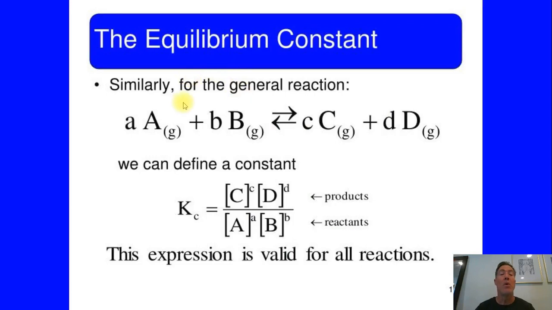So in general, when we have a reaction with coefficients a, b, c, d, and we have aA plus bB yielding cC plus dD, we can define the equilibrium constant as the concentration of the products raised to their coefficients over the concentration of the reactants raised to their coefficients. This is known as the mass action expression. It's valid for all reactions. So this is going to be our universal expression for equilibrium. It's going to be our products over our reactants.